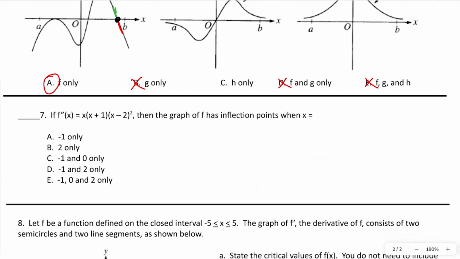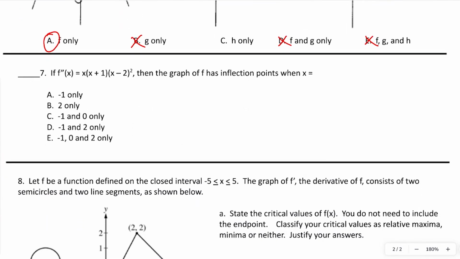Number 7. If f double prime is this quartic function, then the graph of f has an inflection point where? Well, this one's already factored out for us. So our critical values are going to be at 0, -1, and I'm just pulling that from these factors. So 0 from the x equals 0, -1, because that would make x plus 1 zero, and then also 2, because that would make x minus 2 zero.